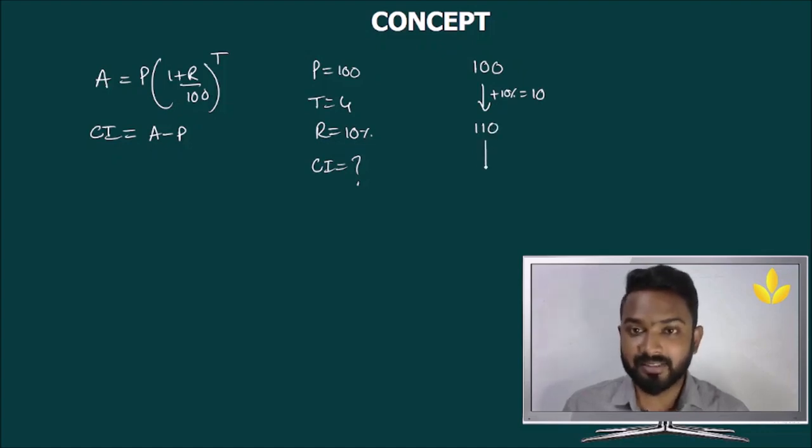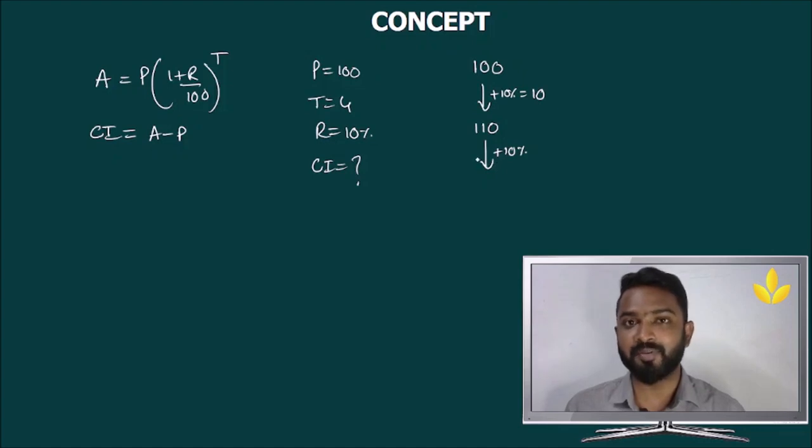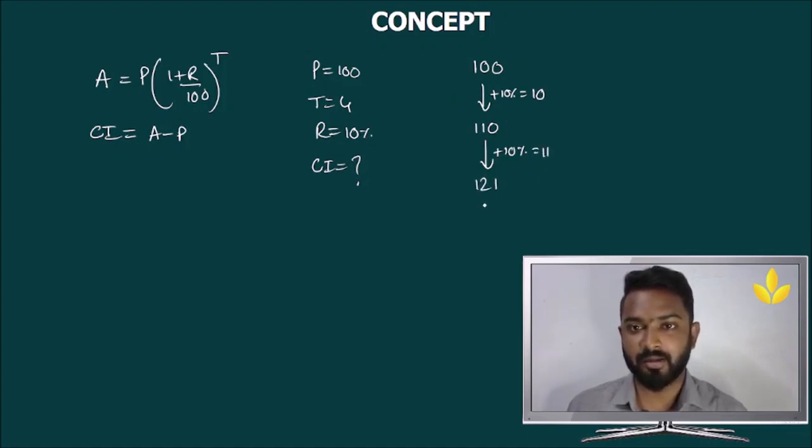After that, this increases by 10%. This is the main difference between simple interest and compound interest. Here, the principal keeps on getting updated. In simple interest, the principal stays the same. So we have 10% of 110 now, that is 11. This plus this is 121. Now this increases by 10%, that is 12.1. This gets added over here, 133.1.